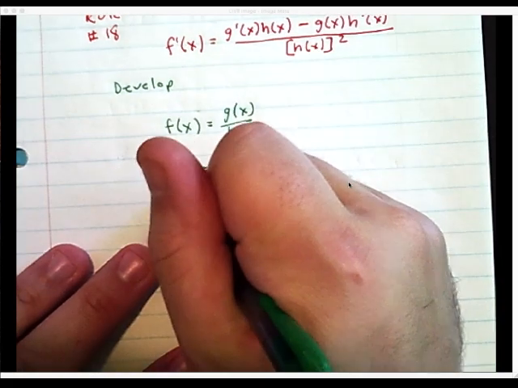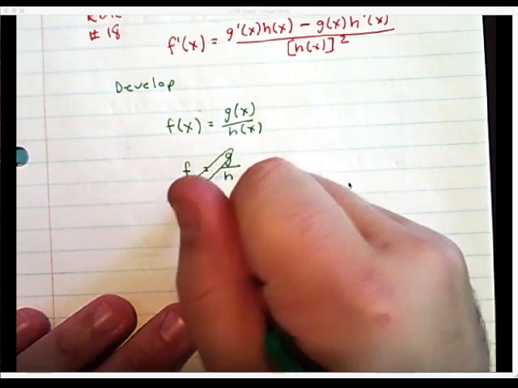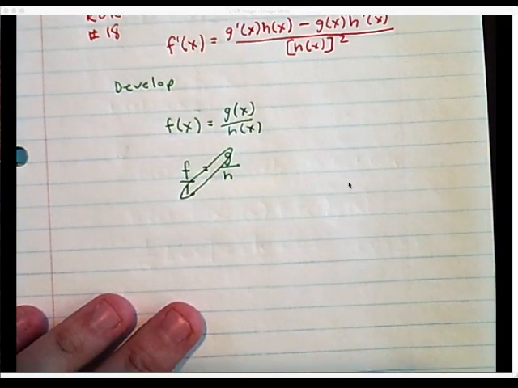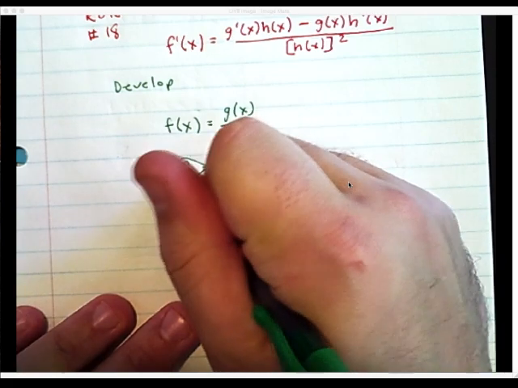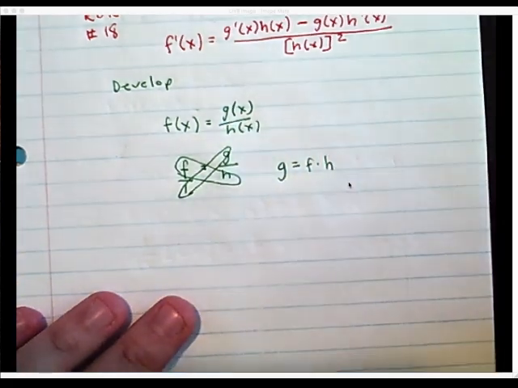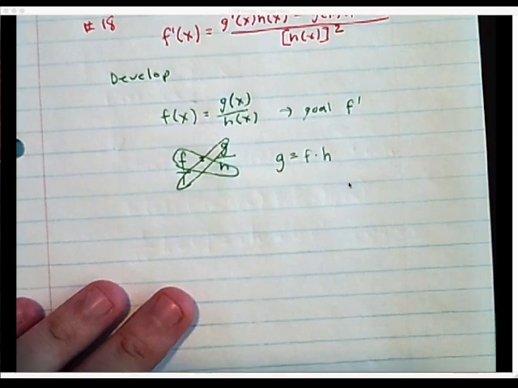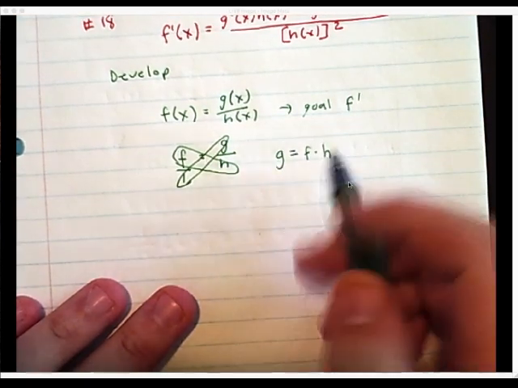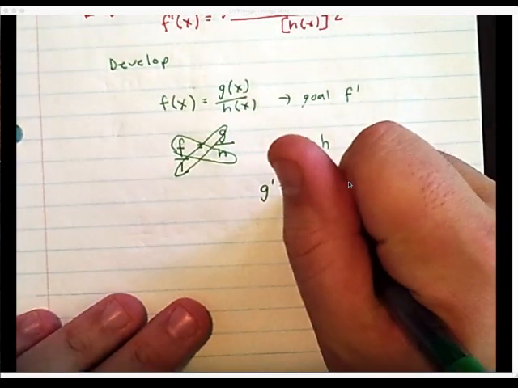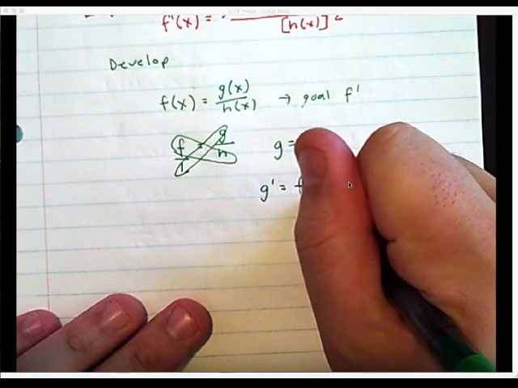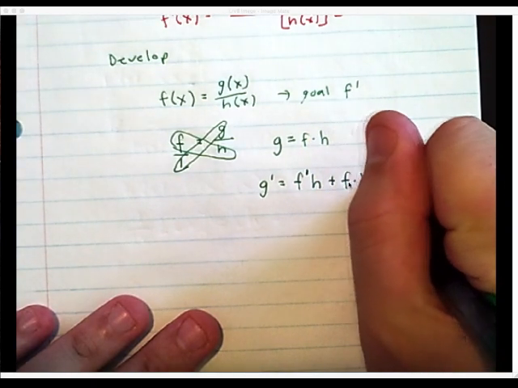Okay. Well, this is a proportion, so I can cross multiply. So if I cross multiply there, 1 times g would be g. If I cross multiply here, this would be f times h. Now my goal here is to get f prime. Okay, my goal is to get f prime. Well, from here, if I want to find g prime, I can use the product rule. So the product rule says that we would take the derivative of the first times the second plus the first times the derivative of the second.